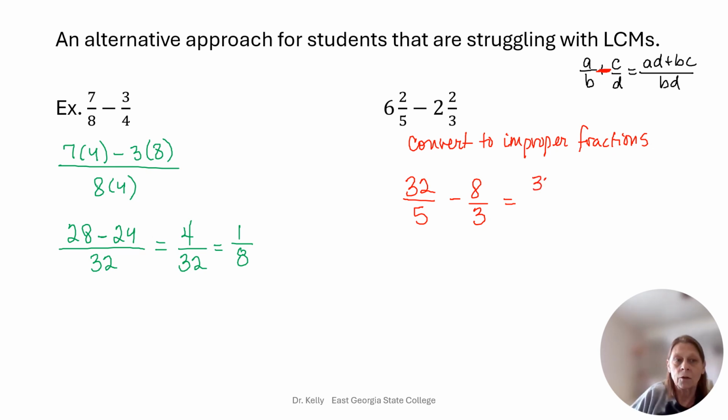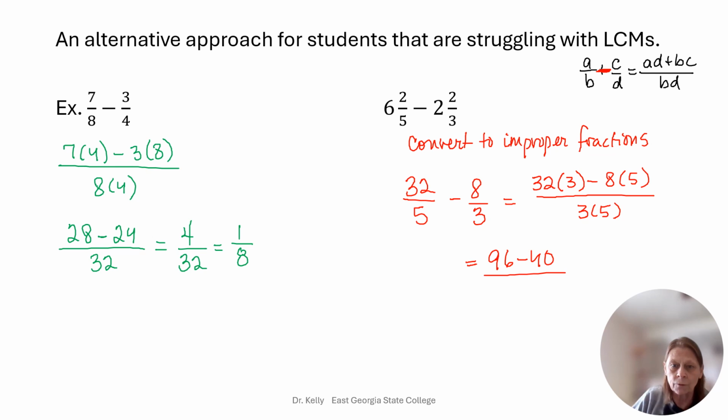This is going to be 32 times 3 minus 8 times 5, all over 3 times 5. Let's see, 32 times 3 is 96 minus 40 over 15. 96 minus 40 is 56 over 15. I'm not seeing where that's going to break down anymore, but you do want to reduce it anytime you can. 3 and 5 goes here.